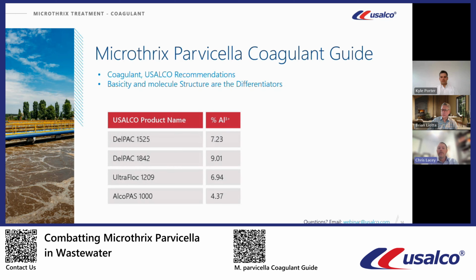All right, so let's discuss the coagulant guide. These are Usalco's standard recommendations for remediating and preventing Microthrix. And the key differences between them are the AL, or aluminum, for these 4 products. And then the most important for overall performance is the basicity of the products. And they're going to vary from product to product, as Kyle mentioned, from low basicity to the medium basicity packs.